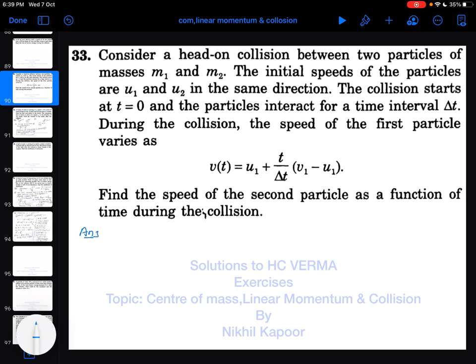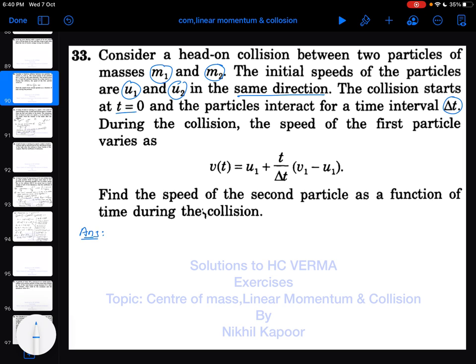33rd example, and what is said in this example: consider a head-on collision between two particles of masses m1 and m2. Okay, so this is m1 and m2. The initial speeds of the particles are u1 and u2, and they are in the same direction. The collision starts at t equal to 0 and it interacts for delta t time.